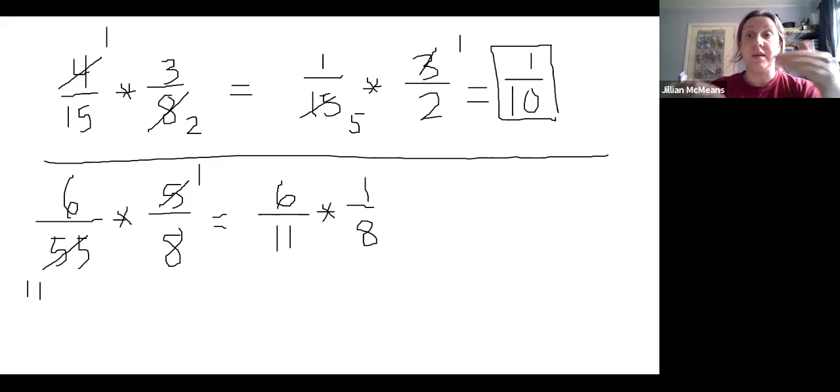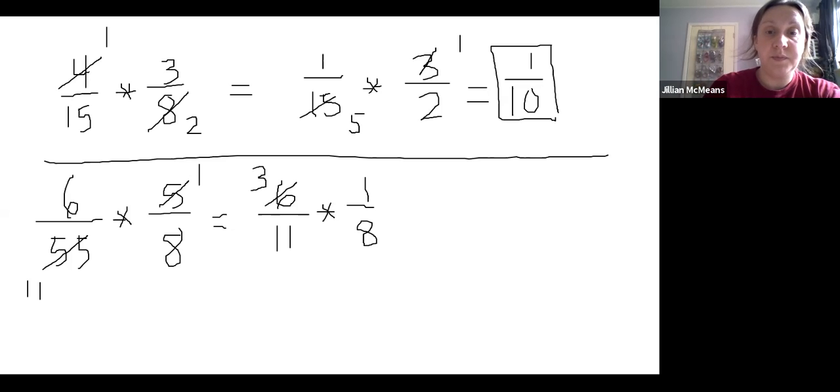Okay, so let's look at the 8. 8 is not divisible by 6, 8 is not divisible by 3, but 8 is divisible by 2. So 6 and 8 can be divided by 2. So 6 divided by 2 is 3, 8 divided by 2 is 4. Let's clean this up one more time. I have 3/11 times 1/4.